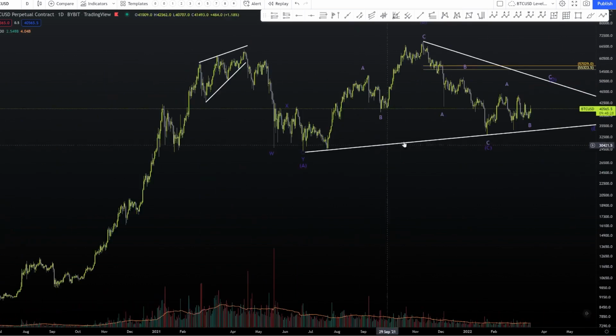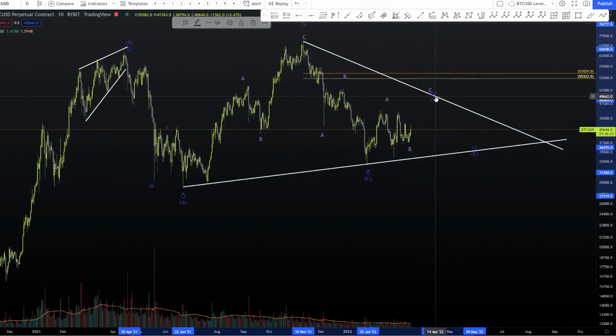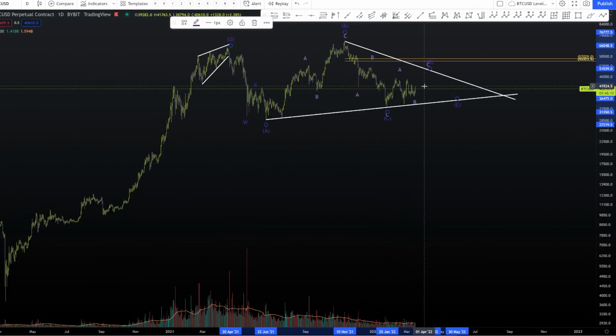Then moving up for this wave B, zigzag, down for the wave C, zigzag, A, B, C. And then this wave D, we're going to be predicting another zigzag, which we're going to go into later. I'm going to show you guys the counts we could be going off of to give us a zigzag for this wave D. But that's essentially what we're looking at for the triangle count.